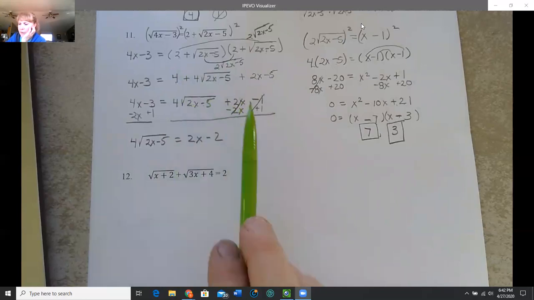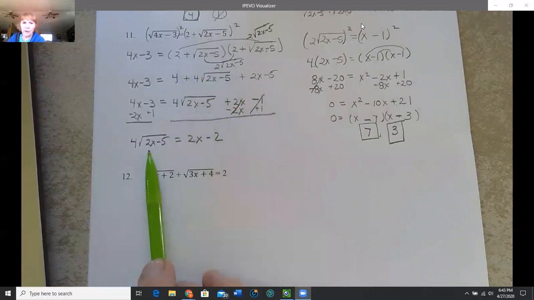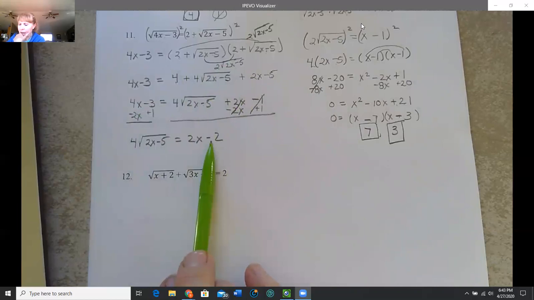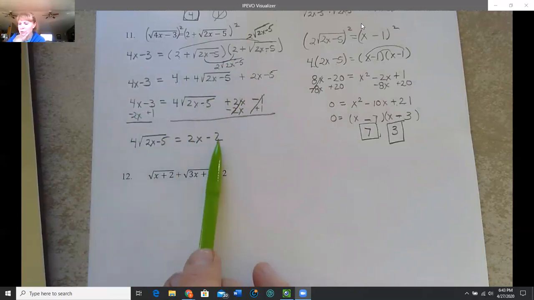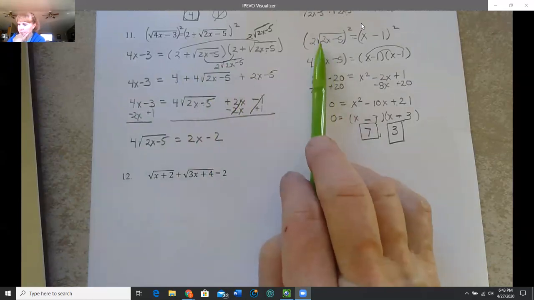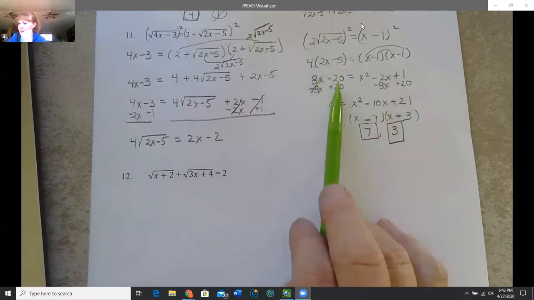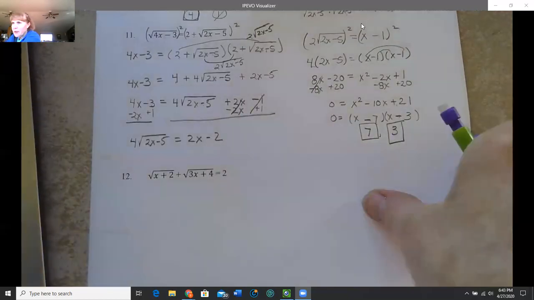Then you had to isolate your radical. It was on the right here, but I put it over here on the left. And I put these over here. Then you can divide each of these terms by 2, so that's where the 2 came from. Then I square both sides again, set it equal to 0 and factor. So, wow. We're going to try one more and then we'll be done. Let's go through this one.